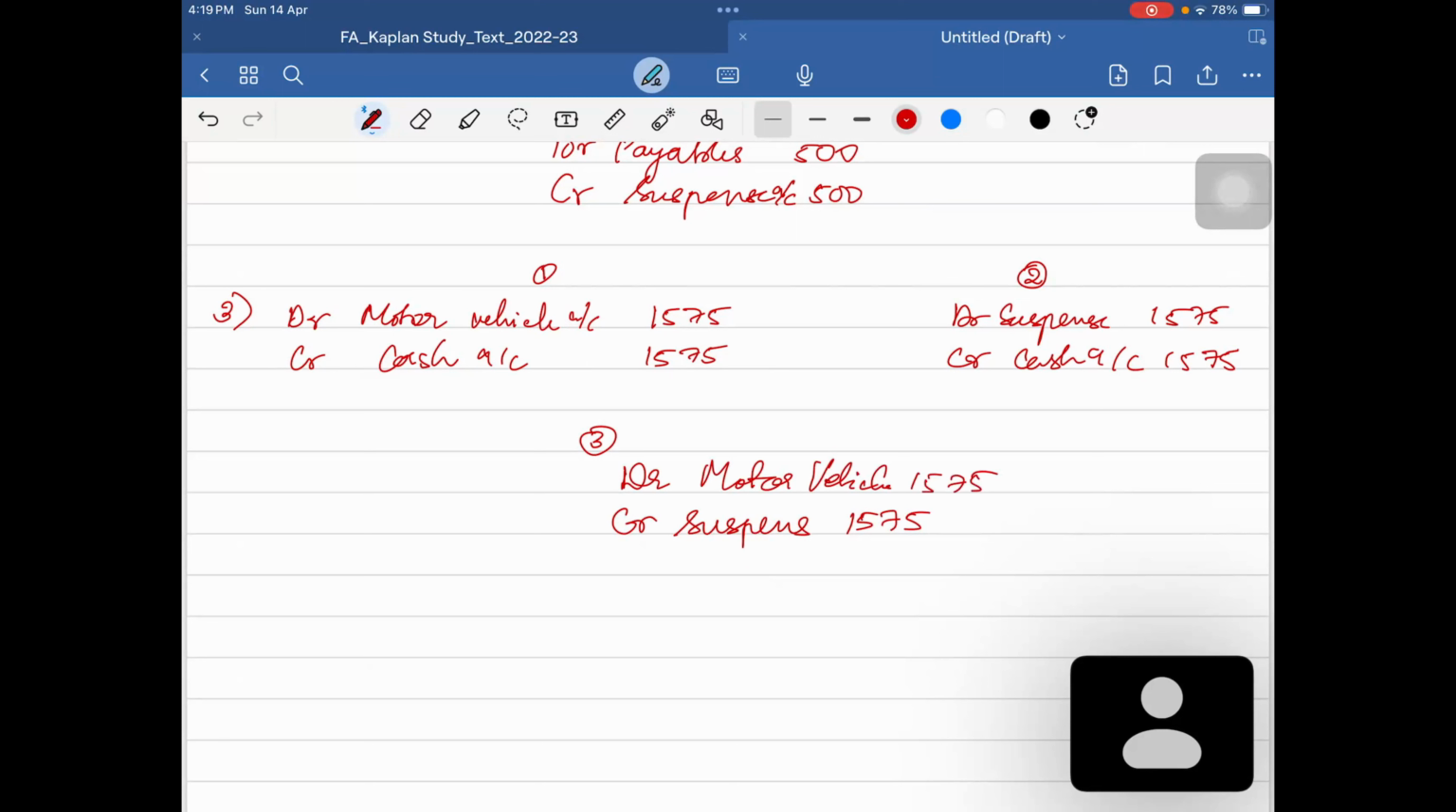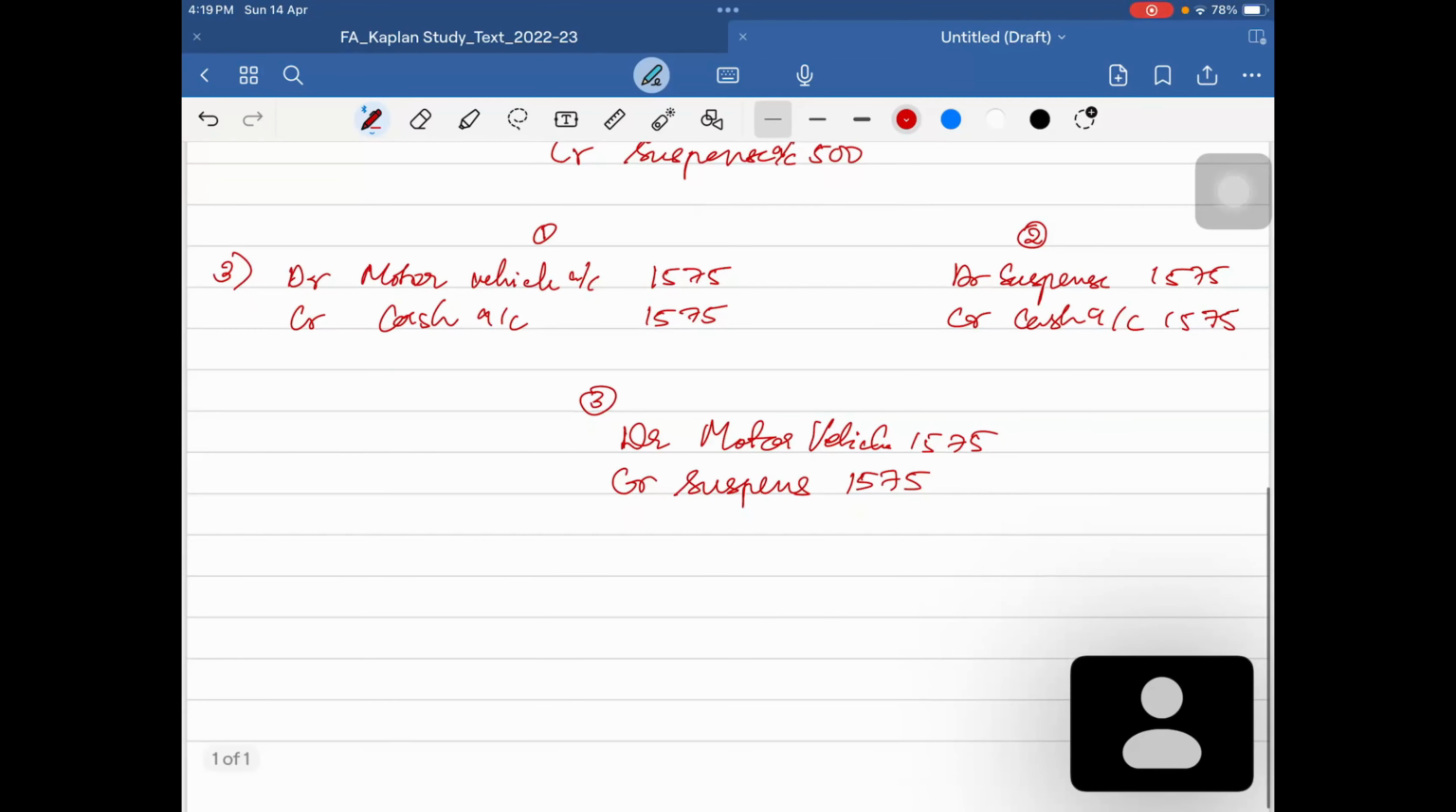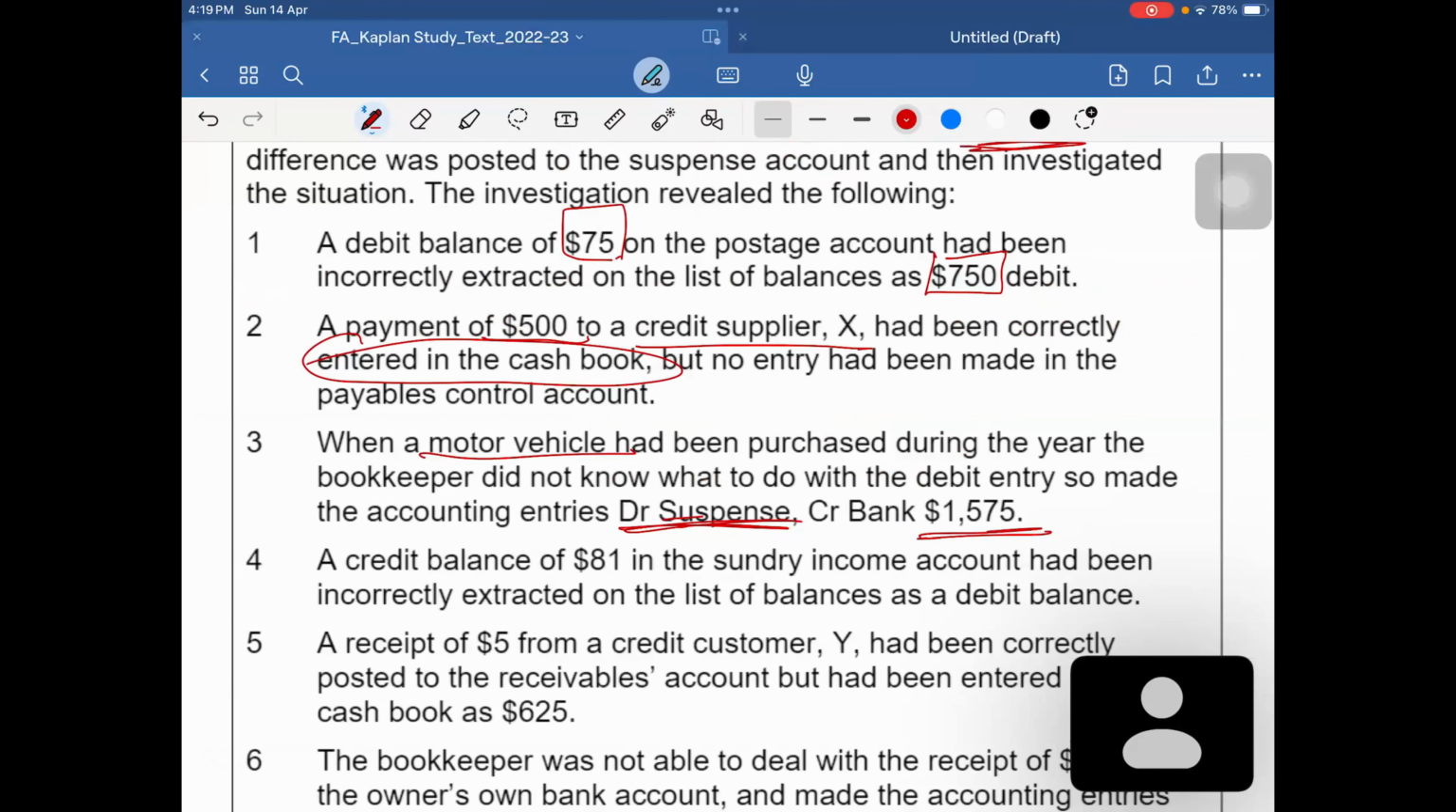Understood? Is it confusing? A little bit. You have to think over it. All right. So you need three things. One is the original journal entry. Second one is the wrong entry. Third one is the corrected entry. Clear? Fourth one.